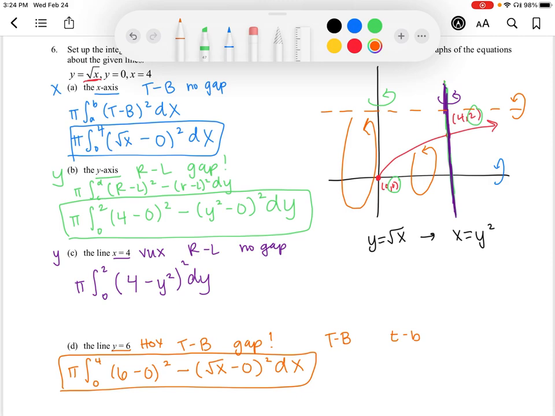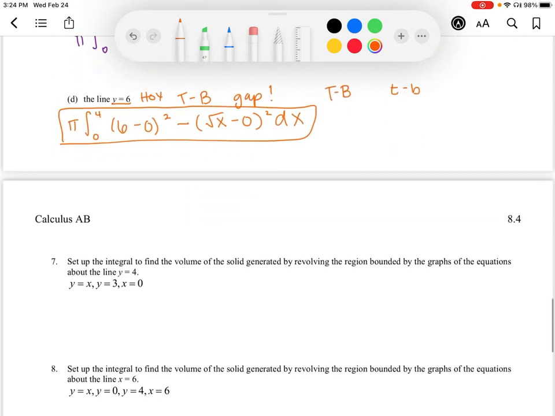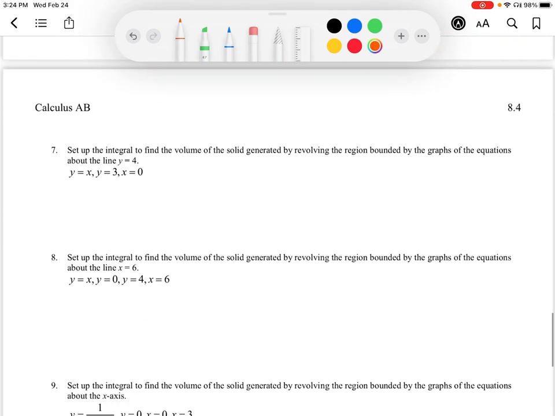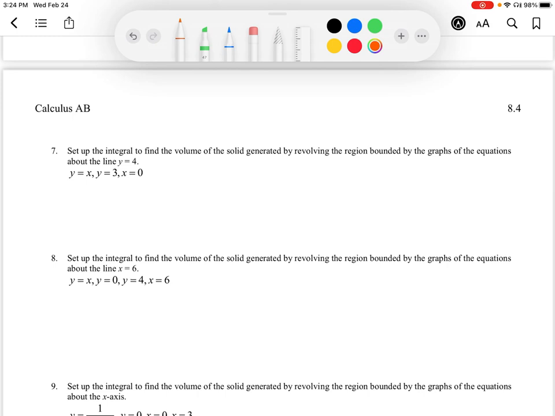Okay, we've got a few more that we're going to look at. And remember, we're just practicing setting up these integrals. I know that you guys know how to find an integral, and actually a lot of these you are going to be able to use your calculator on. If you're looking at an AP test, these questions tend to be on the calculator multiple choice section. So let's look at number 7 here.